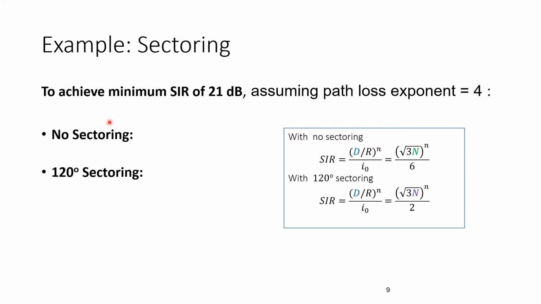So for the case of no sectoring, we're going to divide by 6. And we have the signal to interference ratio. We'll convert that into the linear scale and we'll solve for N. Can you find the answer? Just try to pause the video and find the answer.